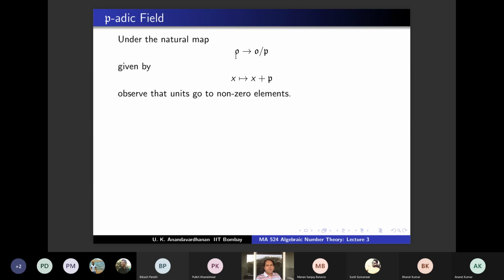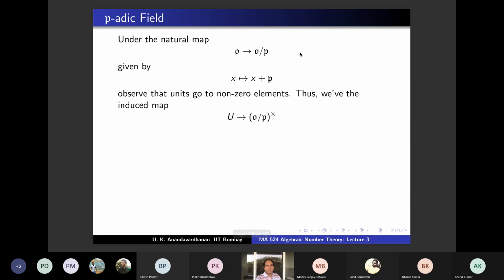Why is that? Because if x is a unit, then there is a y such that xy is 1. And where will xy go? xy will go to xy plus p, which is x plus p times y plus p. So x plus p cannot be 0, right? Because 1 goes to 1. So xy is 1 and 1 goes to 1. So the conclusion is x plus p times y plus p is 1. So x plus p cannot be 0. So units go to non-zero elements.